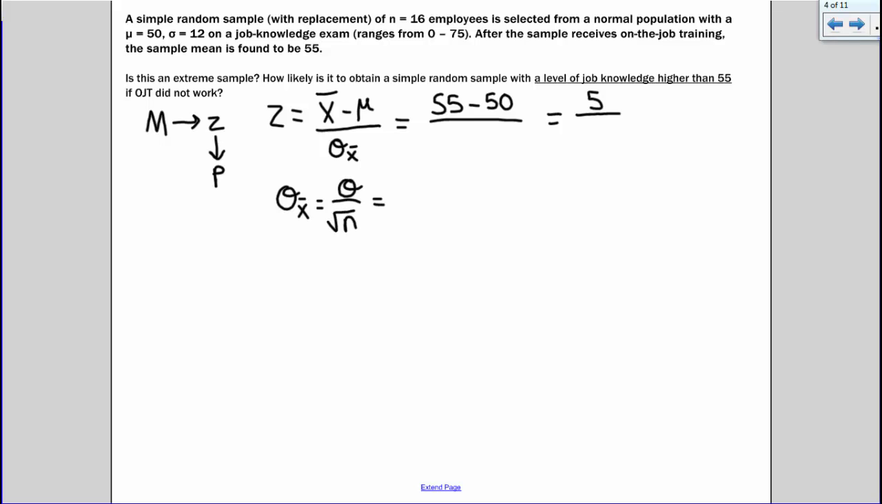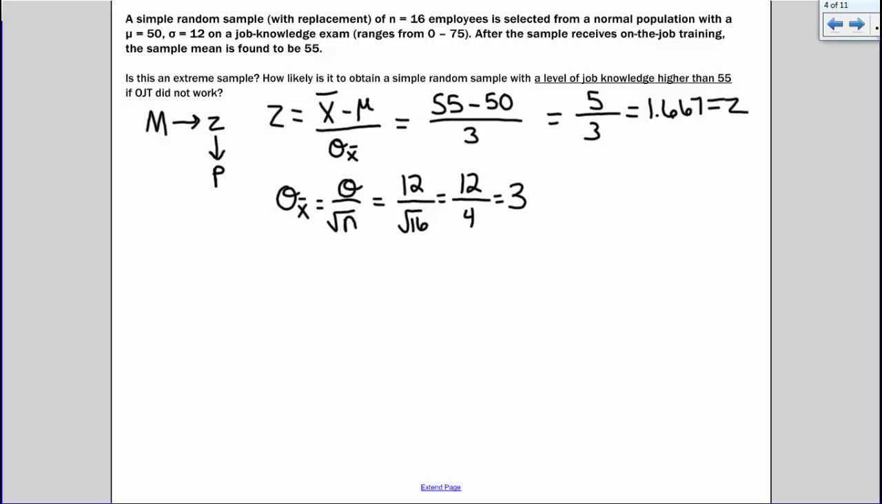All right. The standard deviation for the population is 12, and the sample size that we're working with is 16. So this becomes 12 divided by, well, the square root of 16 is 4, and 12 divided by 4 is 3, so now we know what the denominator of z is. And 5 divided by 3 is equal to 1.667. All right, that's our z-score.